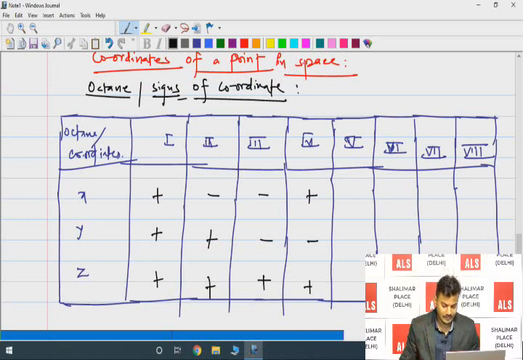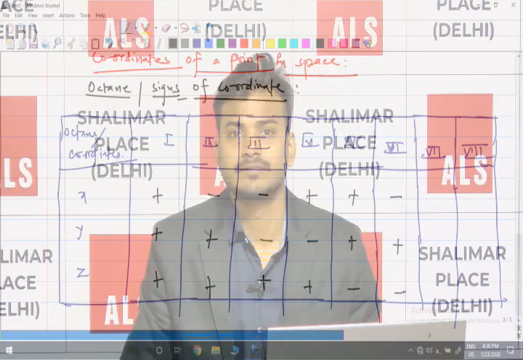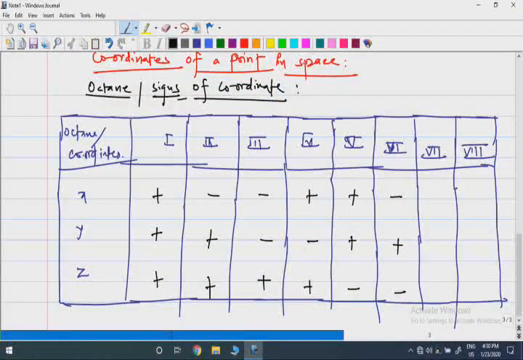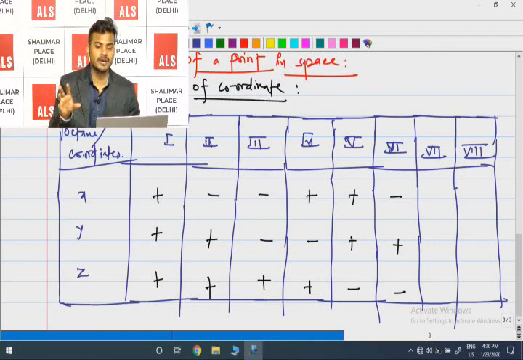Now fifth is plus plus minus. Let me explain what this is. Plus means x positive, y positive, z negative. So far we have, I think, till 4 we are clear. Till 4 we are so clear, right? Let's come to the fifth and sixth now.